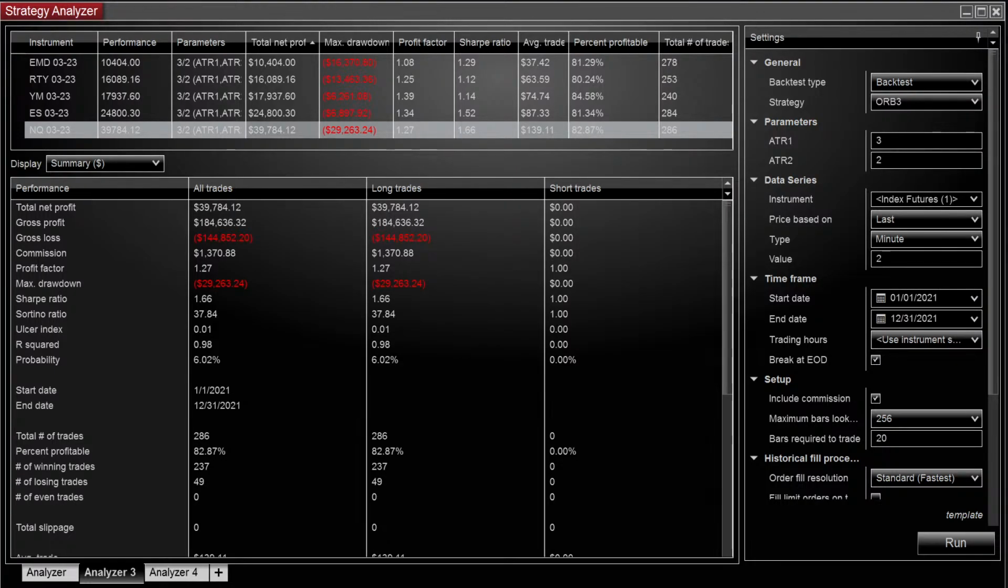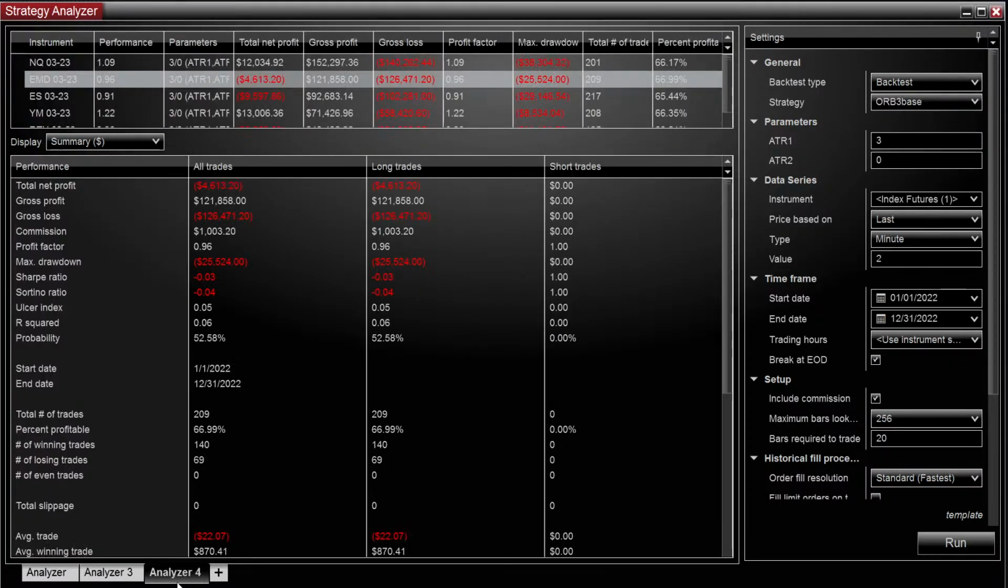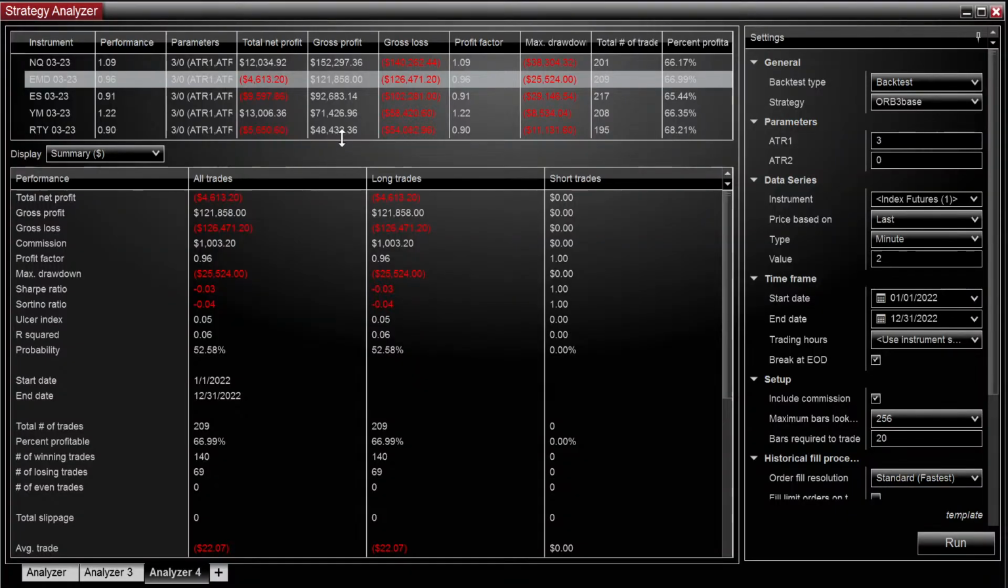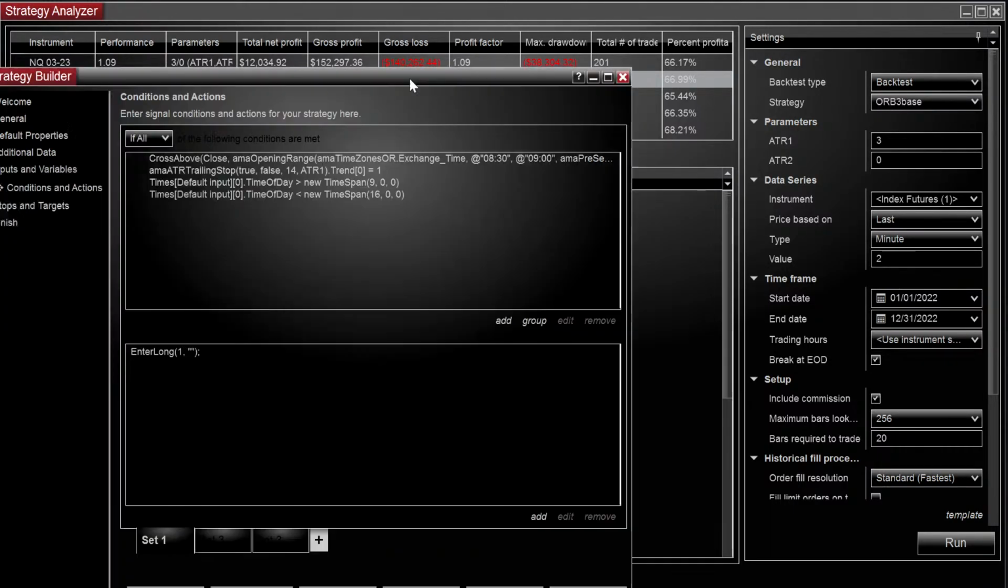ORB 3. So the ORB 3, okay, it must be this one, the ORB 3 base. Cool, I named it as base. Surely that is the one. ORB 3 base. So make sure it is right. Sorry, it's not on the screen. There it is.